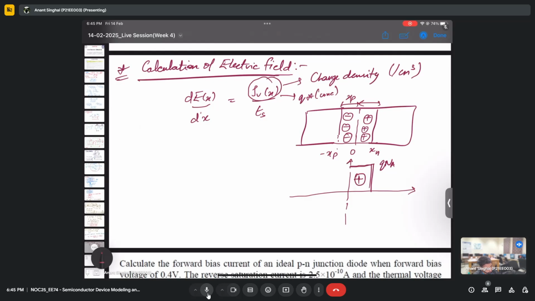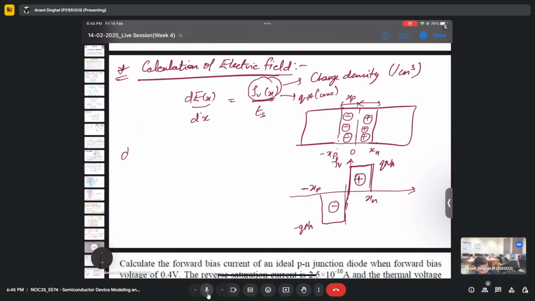What I'm plotting here is rho v, the charge density. Similarly, on the p side the acceptor ions are negative, so minus q Na is on that side. You again see there is a gradient, right? So this is xn, and this is minus xp.